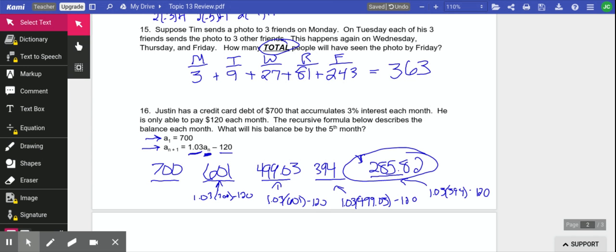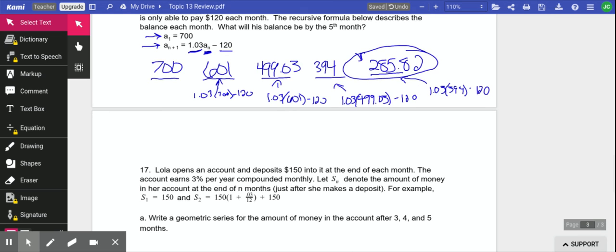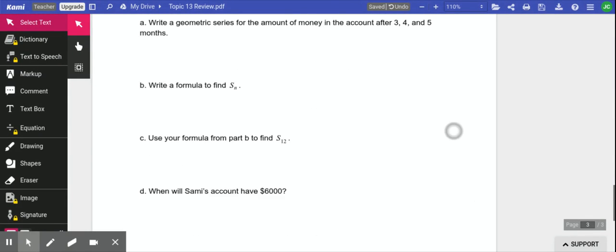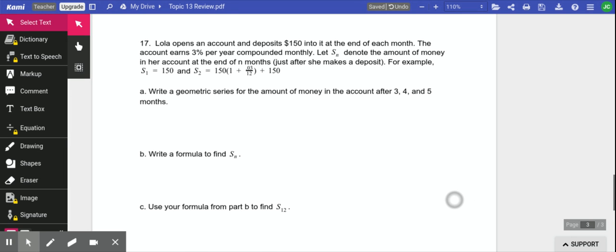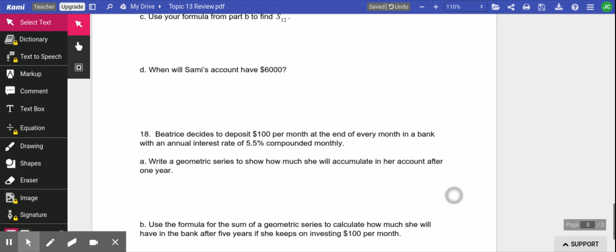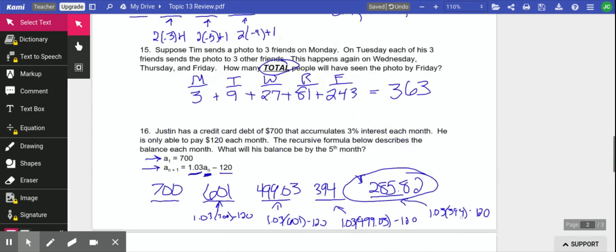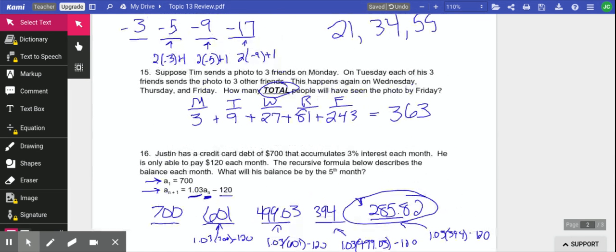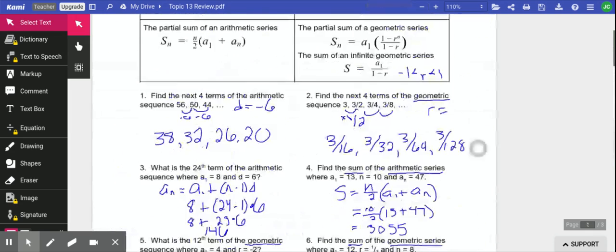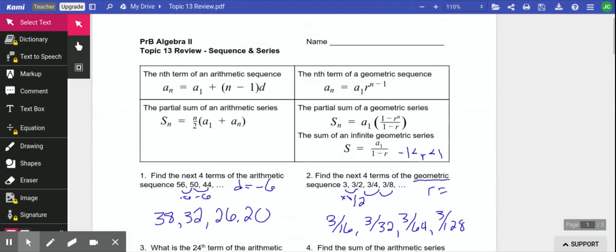All right, the last two problems on this review, we ended up not talking about these things. They're annuities, basically. So you can skip 17 and 18. I took those problems off the test. You do not need to know those. But this is everything that you need to know for the test that you're going to make up. Just a reminder, these formulas will be on the test. You'll have access to them. You need to know how to use them.